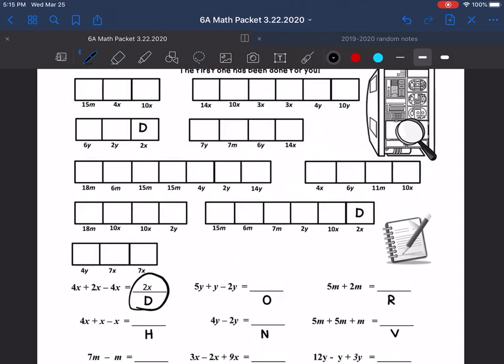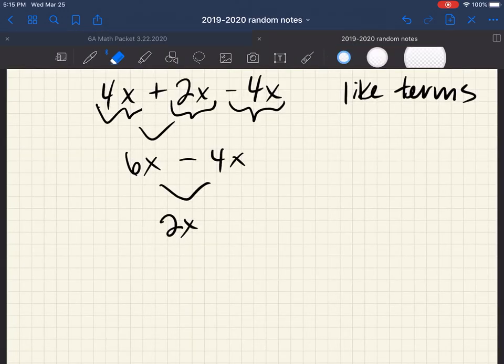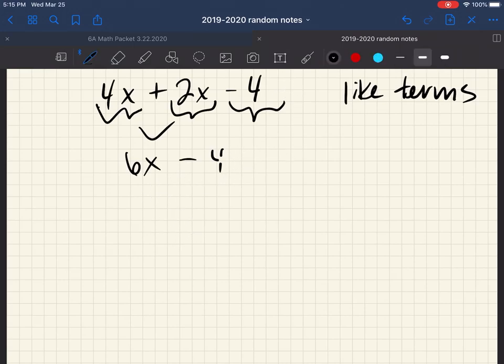Now, let's pretend that this one didn't have an x. In this case, I have 6x minus 4. Because this doesn't have an x right here, these two are not like terms, because one of them has an x and the other one doesn't. So if I were to try and simplify this, I'd have to stop right there because my 4 doesn't have an x next to it.